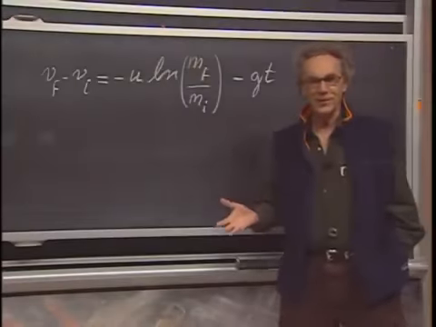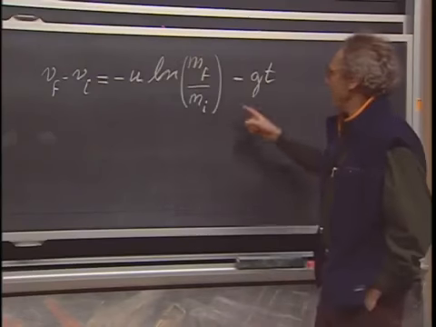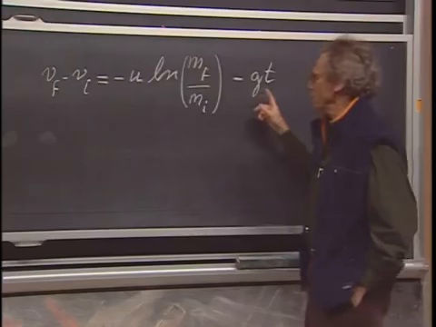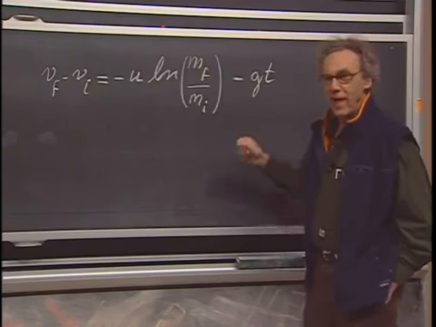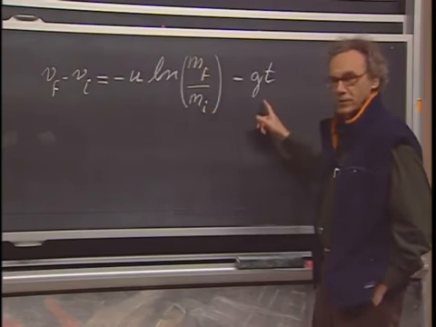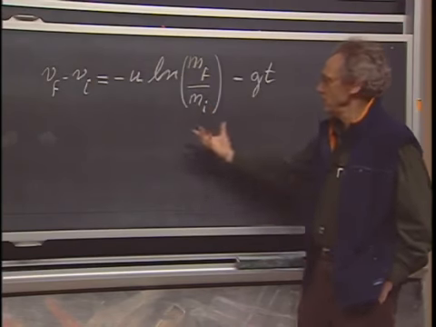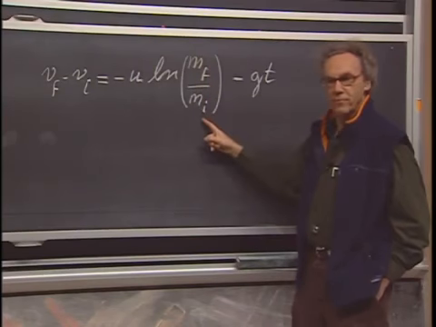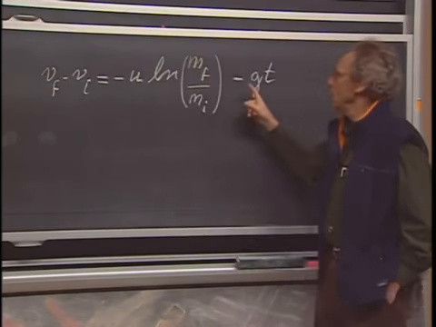When I watched my lecture, I noticed that in my enthusiasm I put brackets around the minus gt. And this is quite misleading because it may give you the wrong impression that there's a product at stake here, which is not so. So the brackets really should not be around the minus gt. It is this term, minus u logarithm of mf divided by m initial, minus gt.